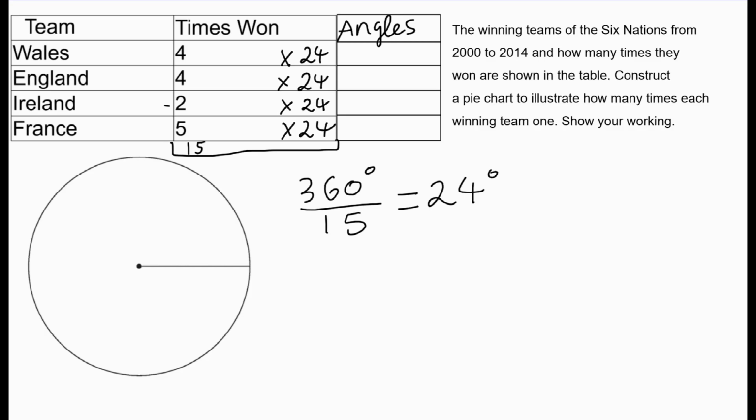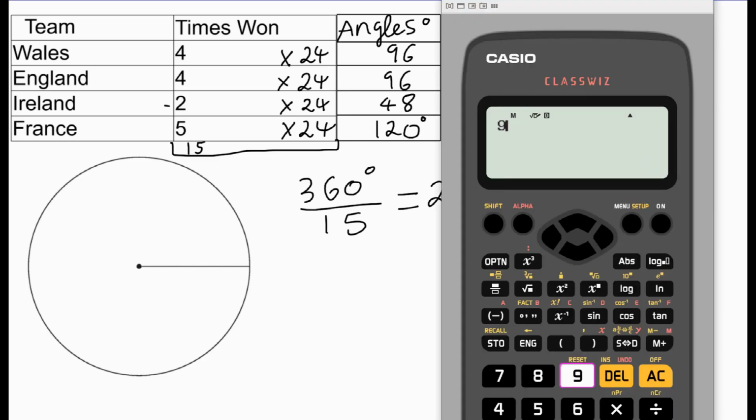So 4 times 24 is going to be 96. So we have 96 degrees and 96 degrees, and then we have 48 degrees, and then we have 120 degrees. And just to verify that adds up to 360, you can just add them up.